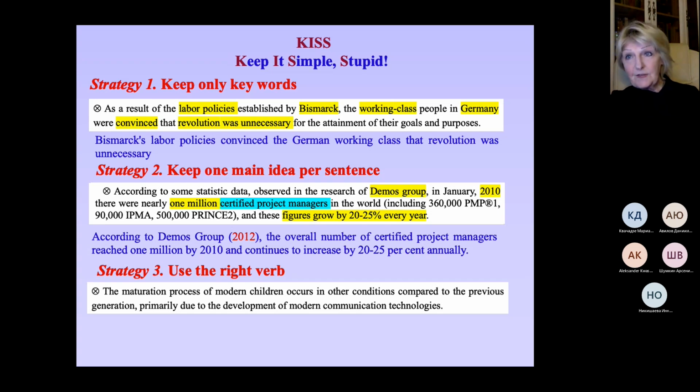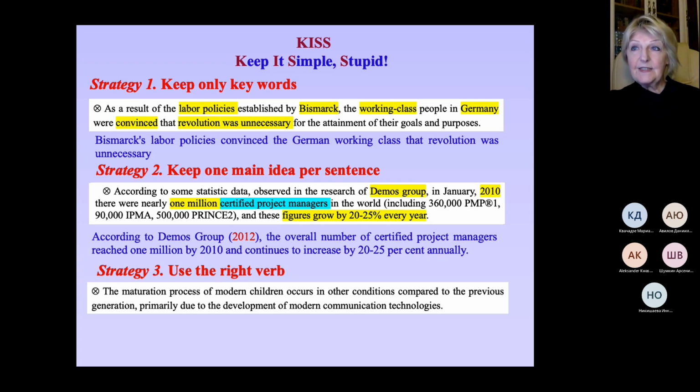Now, the third strategy is to use the right verb, which we have already found out. That is, "convinced" is the most important. The main idea is that Bismarck's policies convinced the working class that revolution was unnecessary.